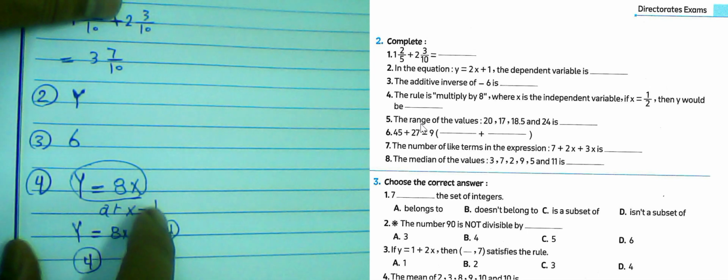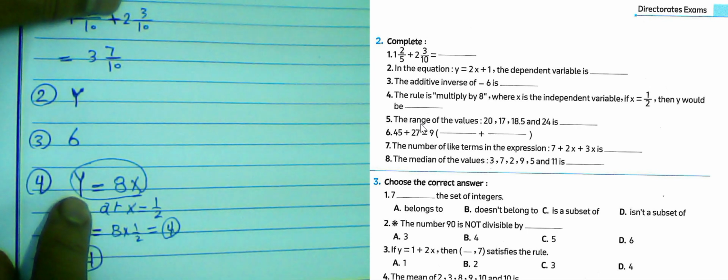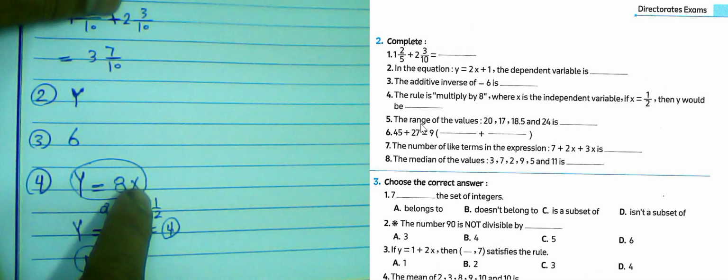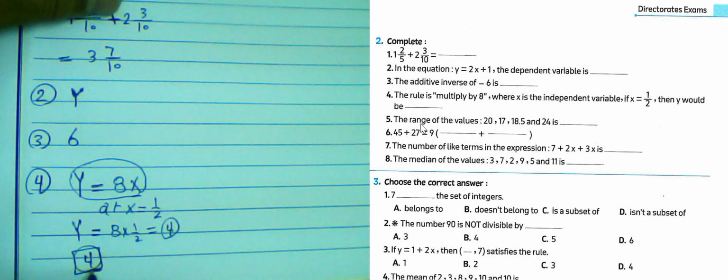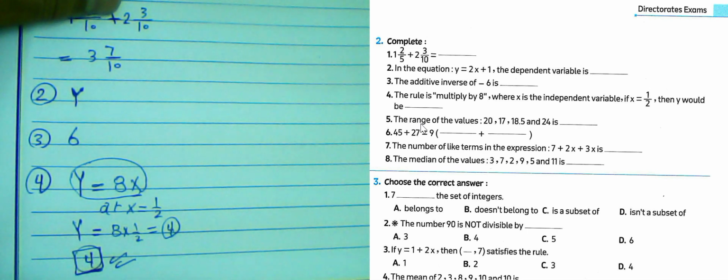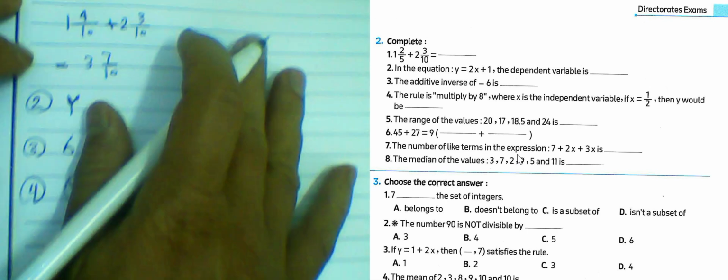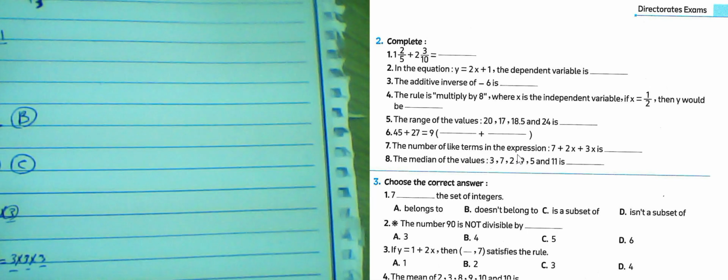In this example, x is independent. At x equals half, we can find the value of variable y. Y here refers to the dependent, and x is independent. We can find the dependent will be 4. In the result of the example, we must write 4. Understood? Half product by 8 equals 4. Question number 5. The range of the values equals.